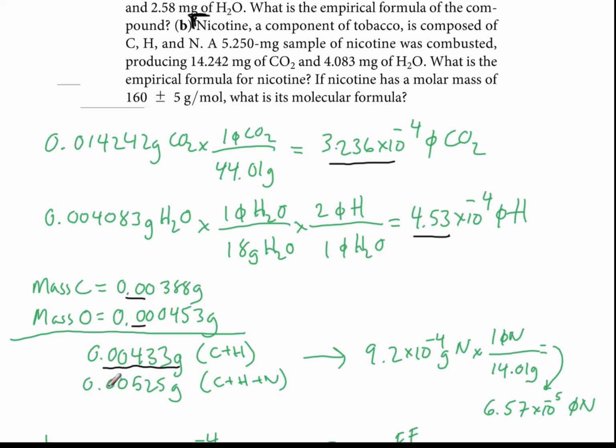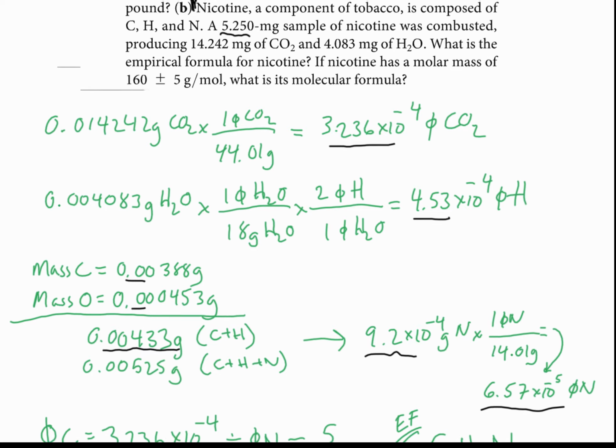Sorry about that bell there. And then I got this from the problem. It's the actual sample of the substance here, which is 5.250 milligrams, which is the carbon, the hydrogen, and the nitrogen. And so the difference between these is 9.2 times 10 to the minus fourth grams of nitrogen. Convert that to moles, and now I have moles of nitrogen, moles of hydrogen, and moles of carbon.